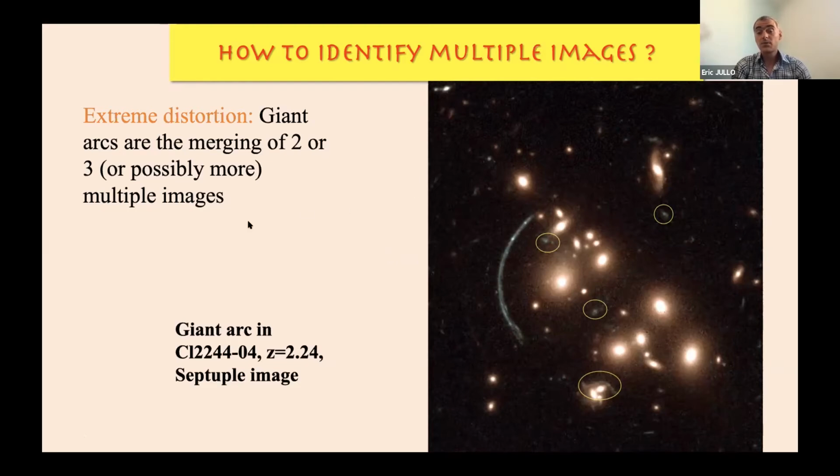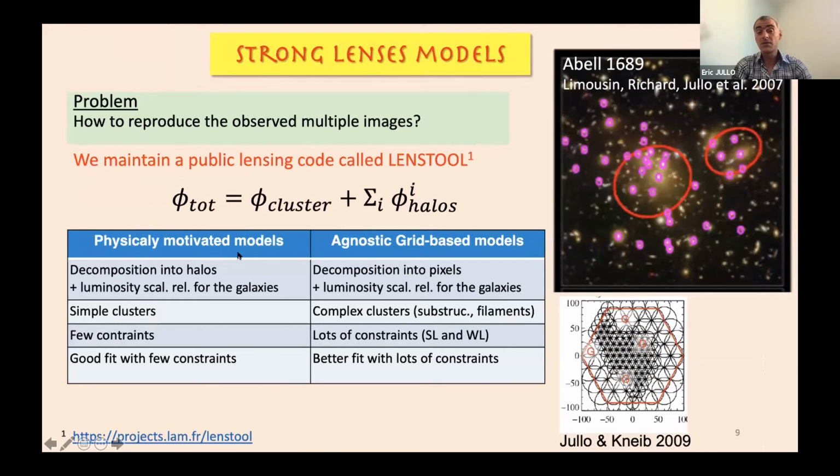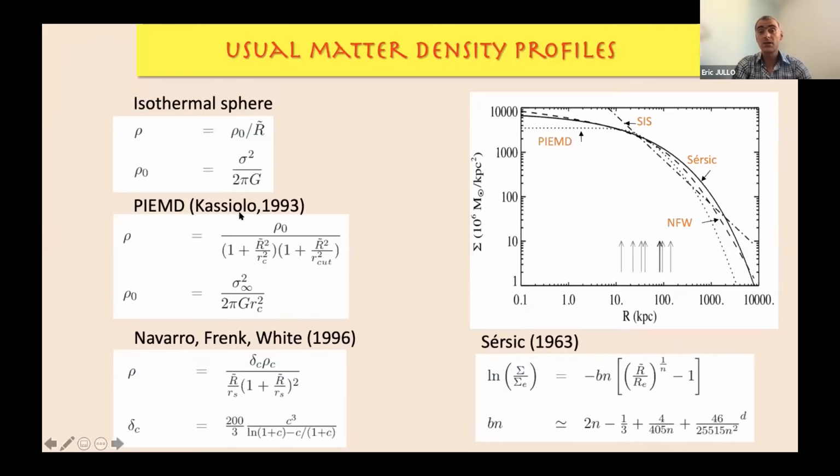Well, you have different methods. I would say there are the physically motivated methods, which are based on analytical profiles motivated by simulations. And you have the agnostic grid-based models, which do not want to make assumptions on the model, and then they use a distribution of potential over the field of view. In the end, everything is described in terms of potential, and you have the large-scale smooth components that we call the potential of the cluster, in red for instance in this figure, and you have the galaxy-scale components in purple. We are using this tool, Lenstool, that we've been developing for years now to do this type of analysis. So here is an illustration of the usual profiles that we explore in our Lenstool code.